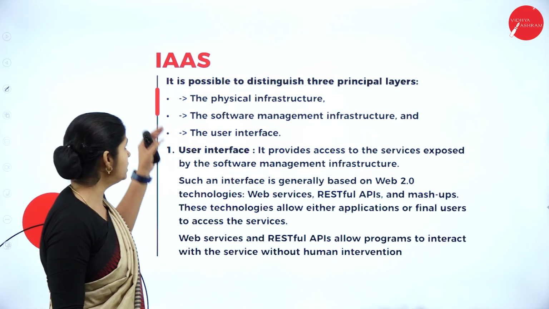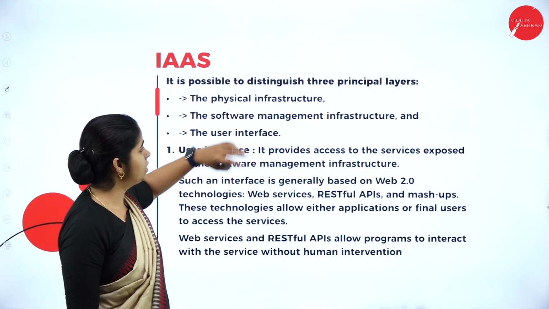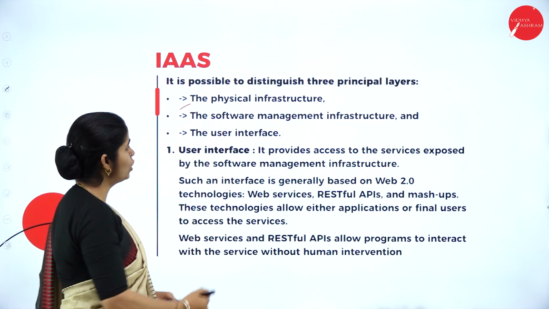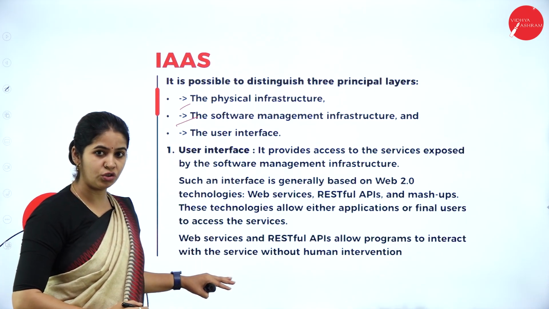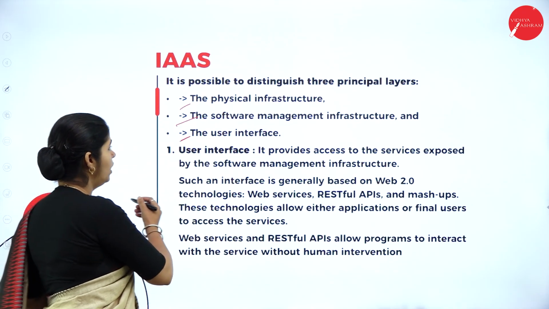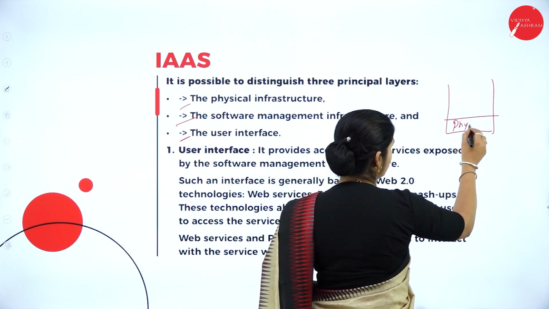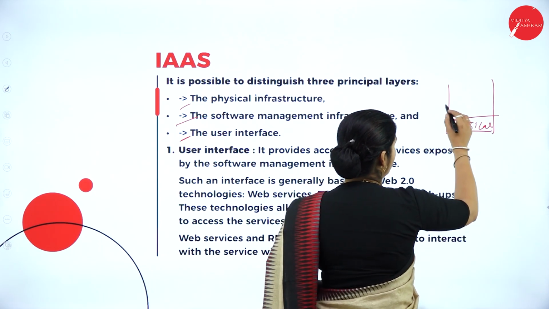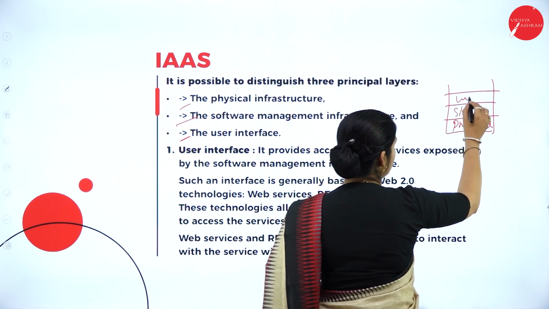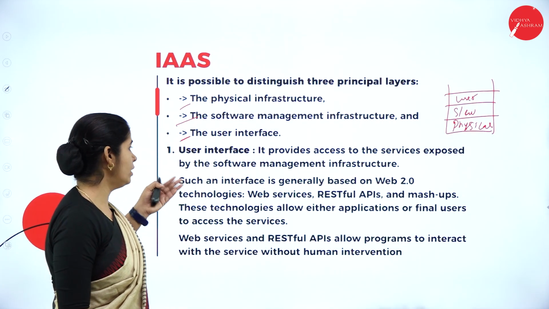Okay, next, that is what we have discussed theoretically. It is possible to distinguish three principal layers. The physical layer, the lowermost layer, the software management infrastructure layer, that is the middle layer, and then the user interface layer. Like this: this is the physical layer, software management layer, and this is the user interface layer. Okay, let's see one by one what each layer contributes.